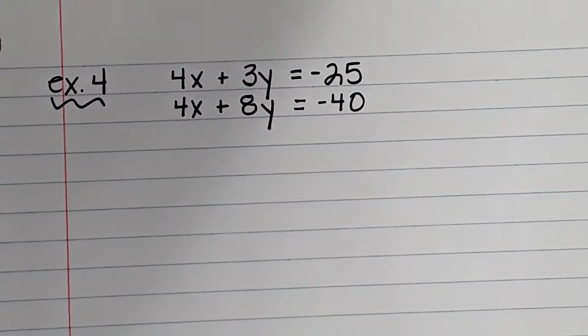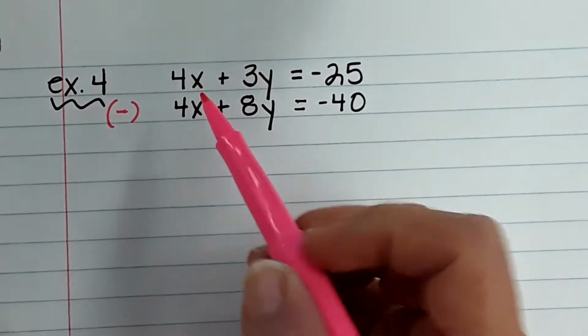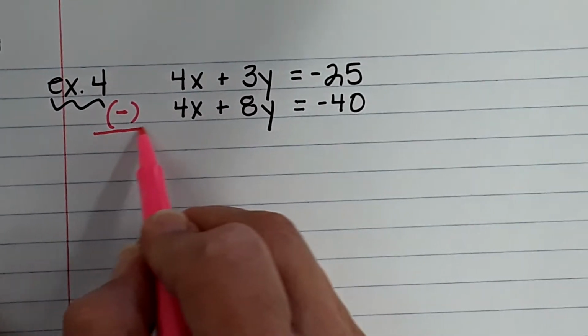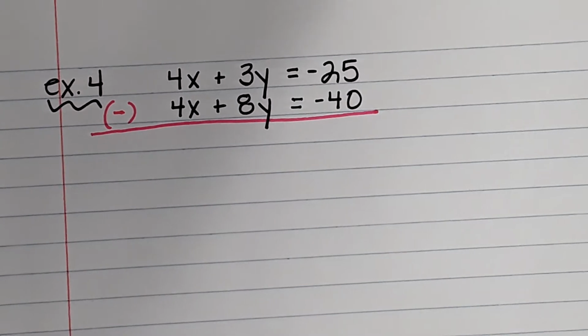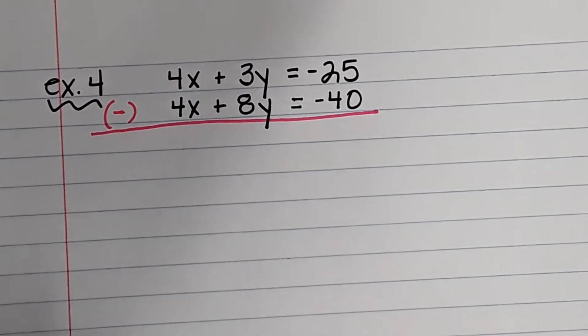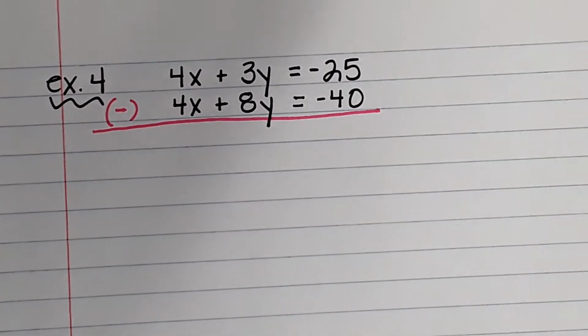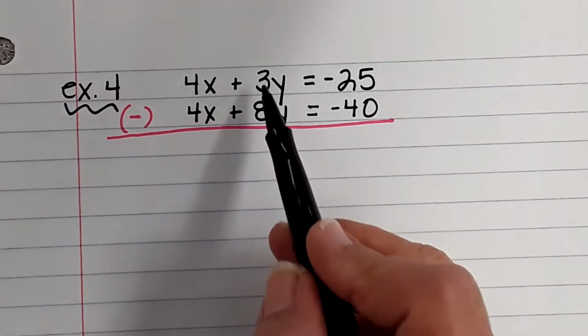So how would I get 4x and 4x to equal 0? What would I do? Would I add them or subtract them? Subtract. So that's how I'm going to decide. So 4x minus 4x. You guys, you actually are going to subtract these two. Okay, so we decided to subtract because 4x minus 4x is 0.